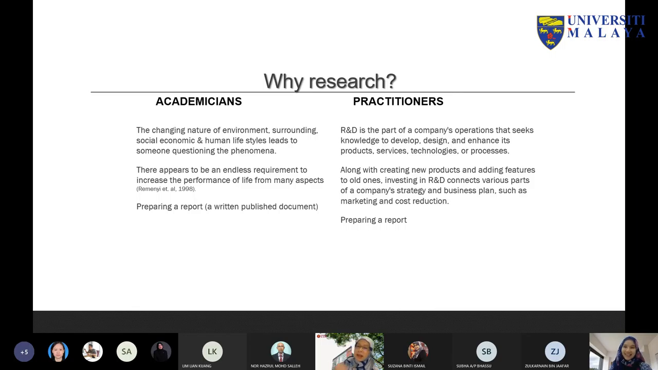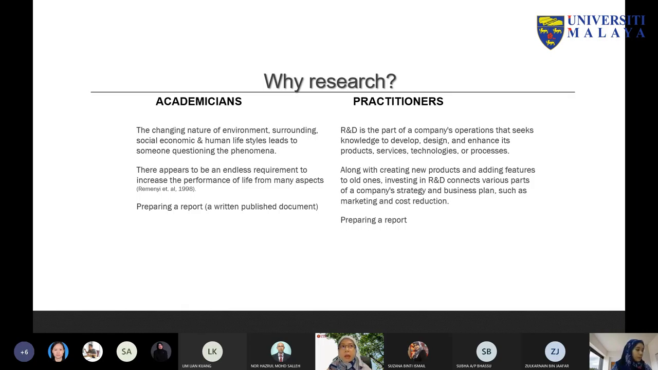Okay, so first of all, just to give some initial idea on why we do research as a mission, because we try to provide a solution to whatever is changing around us. We are similar to practitioners, who also do research and development, but the major difference between academician and practitioner is the way we prepare reports. We always refer to the body of knowledge, which is basically the literature.